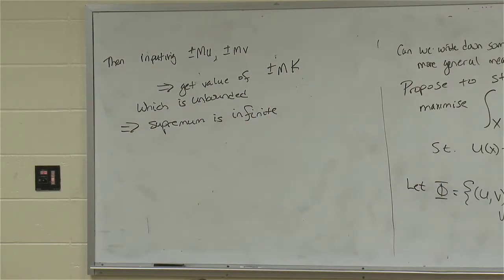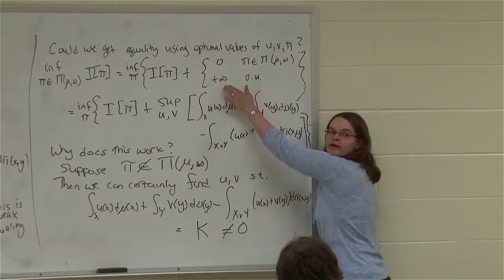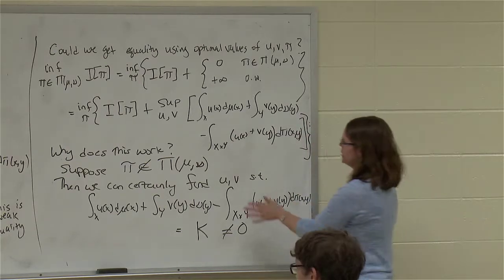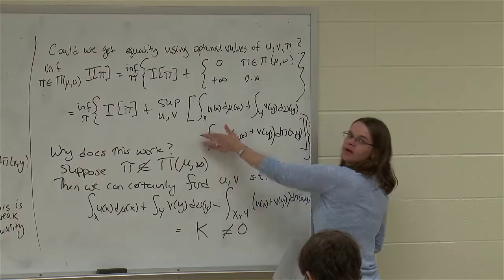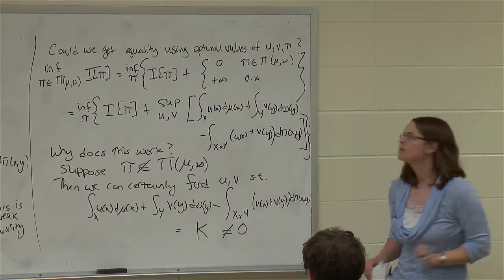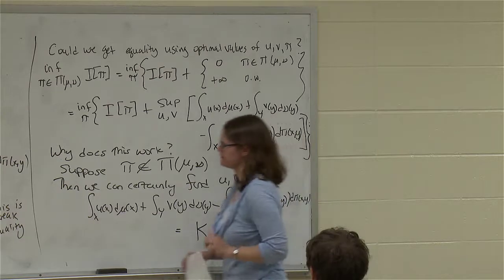Okay, and that's what we want. If we've got an infeasible pi, the supremum is infinite. That's what we wanted. That was the thing that says, no, we don't like infeasible pies. If pi is feasible, then it doesn't matter what u and v I choose. The marginals are correct. This thing is always 0, which again is what we want.